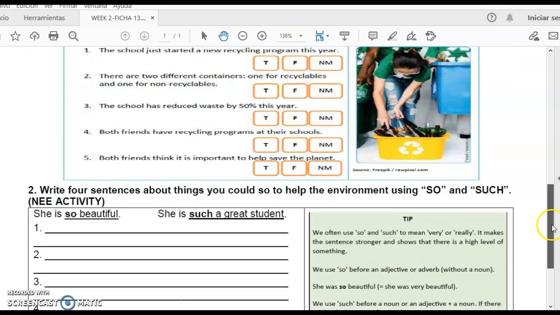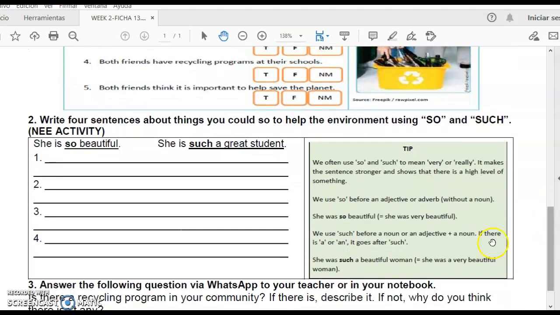Now, when do you have to use such? We have to use such before a noun or an adjective plus a noun. So what do you need here? An adjective and a noun. If there is a or an, it goes after such. For example, she was such a beautiful woman. Beautiful is an adjective, woman is a noun, beautiful woman, but before that you have to write a. She was such a beautiful woman. What is the meaning? She was a very beautiful woman.